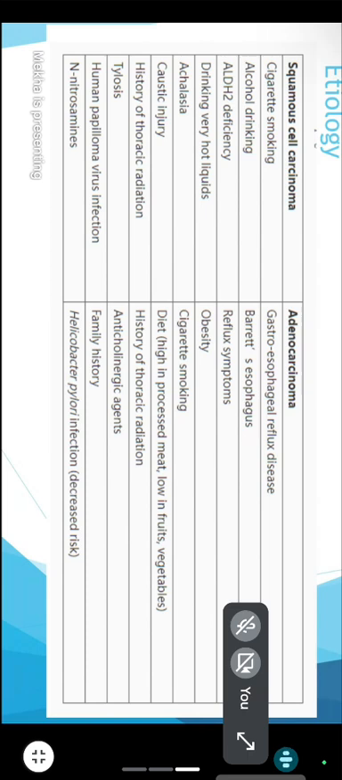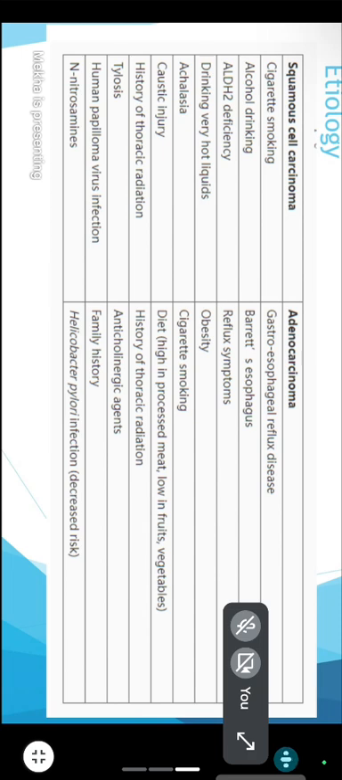In squamous cell carcinoma, very prevalently cigarette smoking, alcohol drinking, very hot liquids, achalasia cardia, thoracic radiation, tylosis, all this has a lot of effect in the etiology. While on the other hand, for adenocarcinoma, it's usually those pre-malignant lesions caused by, say, GERD, Barrett's esophagus, obesity being a factor for all of this, sometimes even cigarette smoking. Something to note here is alcohol has predominantly been found to have no relation to adenocarcinoma.